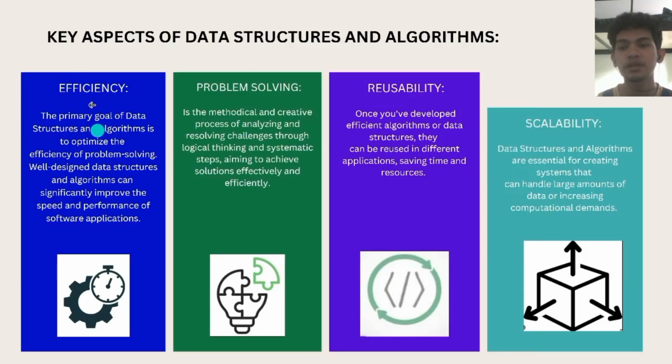So there are four key aspects of data structures and algorithms. First here is efficiency. The primary goal of data structures and algorithms is to provide efficiency in problem solving. Well-designed data structures and algorithms can significantly improve the speed and performance of software applications. For example, employing binary search in a sorted array for efficient and rapid location of a specific element.